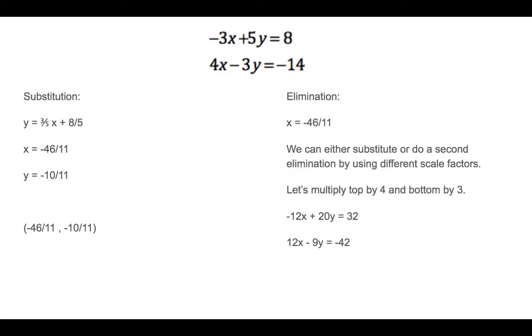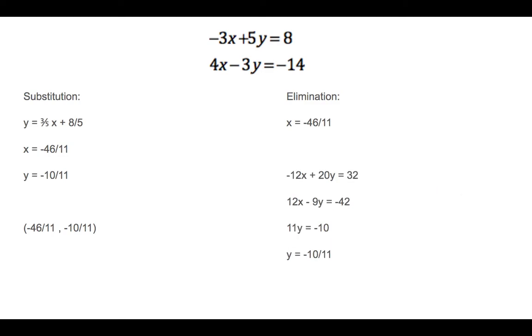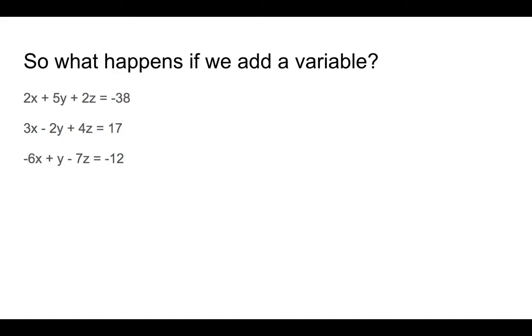Now I can either plug it back in like I did on the substitution side, or I really could just go back and do elimination again, this time making x drop out so I can solve for y. So that's what I'm going to do because that feels easier. I'm going to multiply the top by 4 and the bottom equation by 3, so I did. Now when I add down, my x's drop out. I get 11y equals negative 10, so y equals negative 10/11. Same solution, different approach.